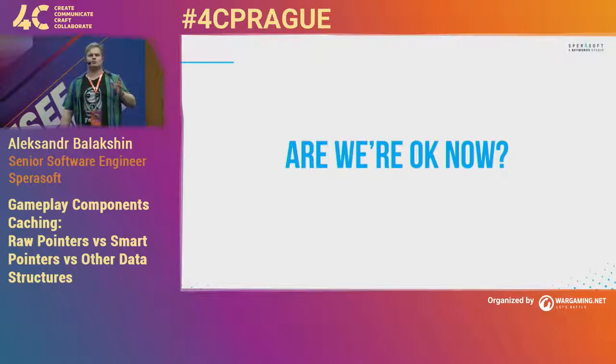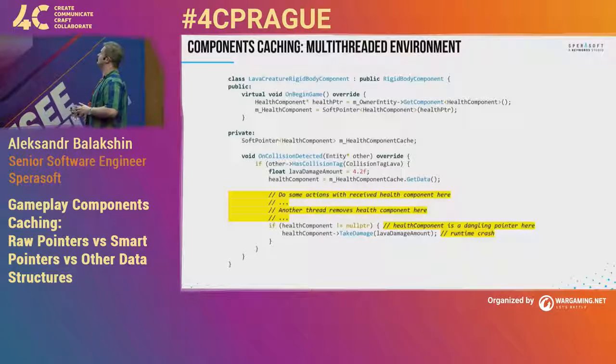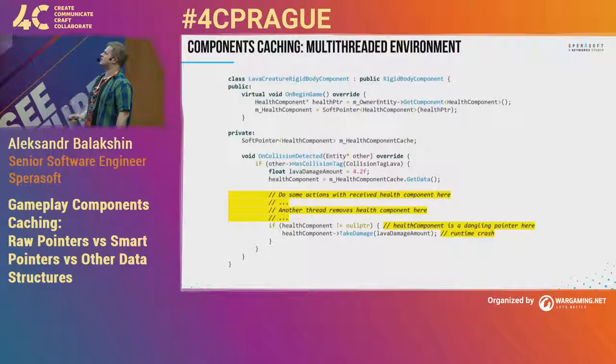As I mentioned, modern game engines are multi-threaded programs, and there could be a very strange situation. For example, you got this component from your cache, and you need to do some additional actions here, but then you need just to do this take damage action. Somewhere here, another thread could remove the shared pointer. We already saved the pointer, and here it becomes dangling.